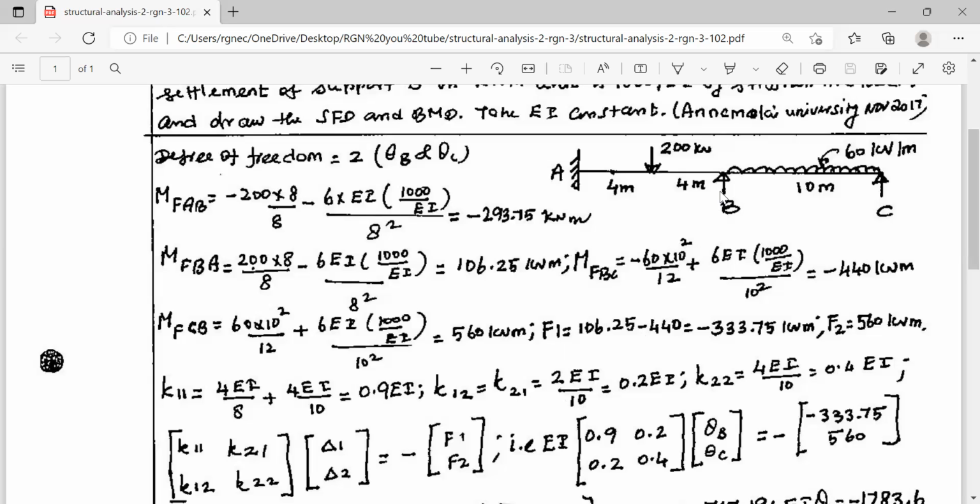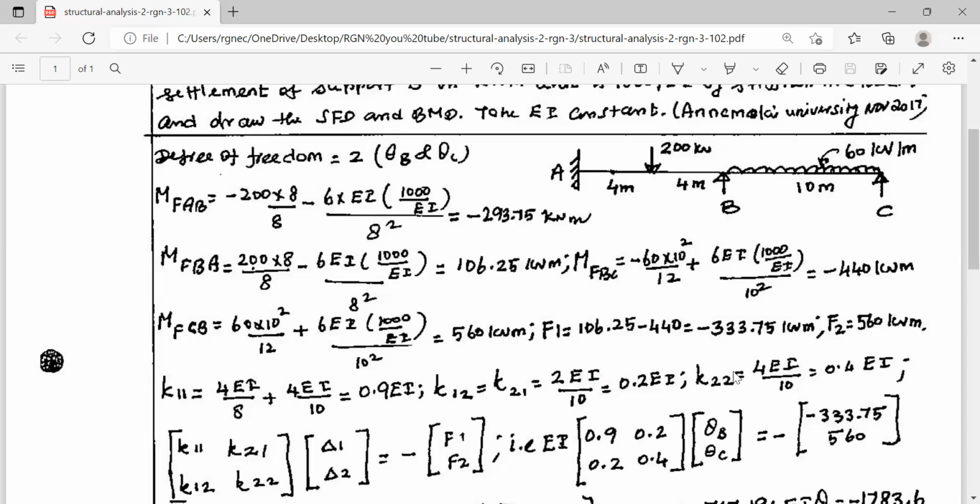This is the farther side. This is displacement number 1. This is displacement number 2. You are applying unit rotation at B and calculating the moment induced at 2. It is far side moment. So the formula is 2EI by L. K21 we are calculating. That is equal to 2EI by 10. And K12, as per Maxwell's law, K12 is equal to K21.